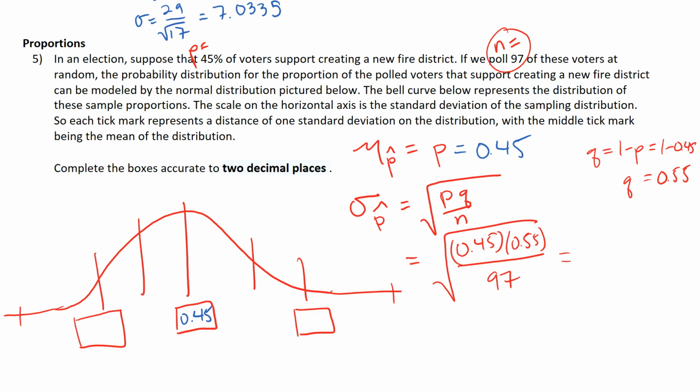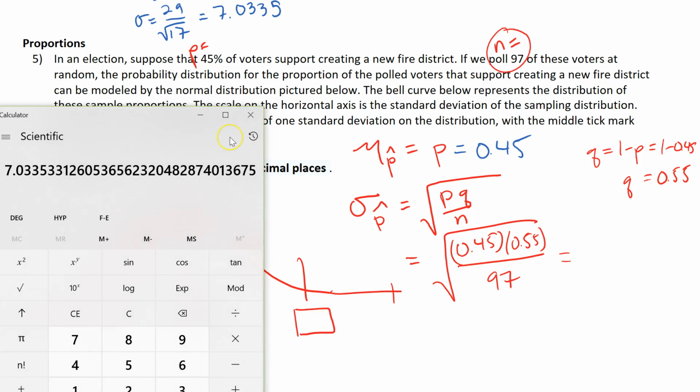And again, we just type this into our calculator. In this case, I have 0.45 times 0.55 divided by 97. Take the square root of that whole thing, and I get 0.0505.